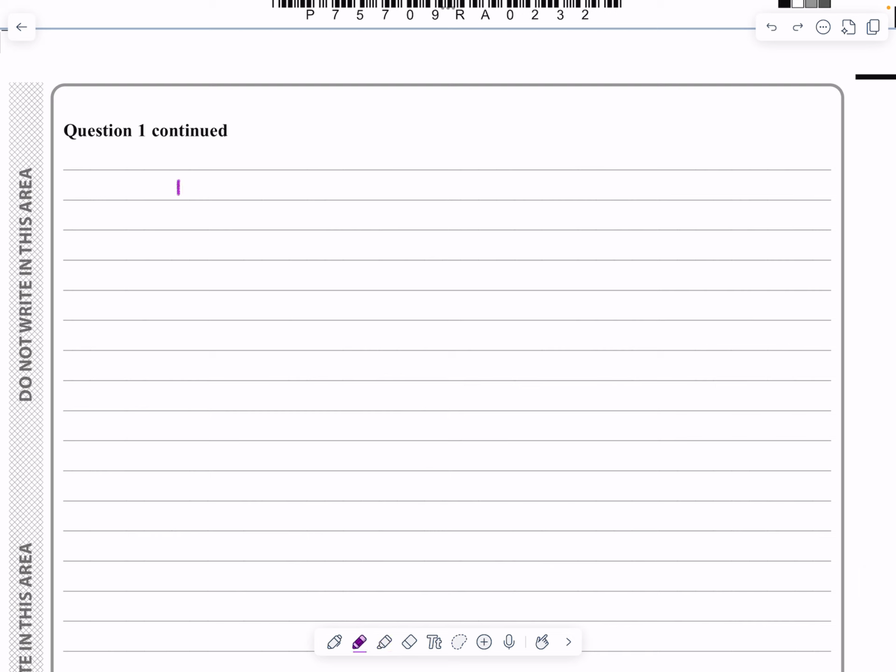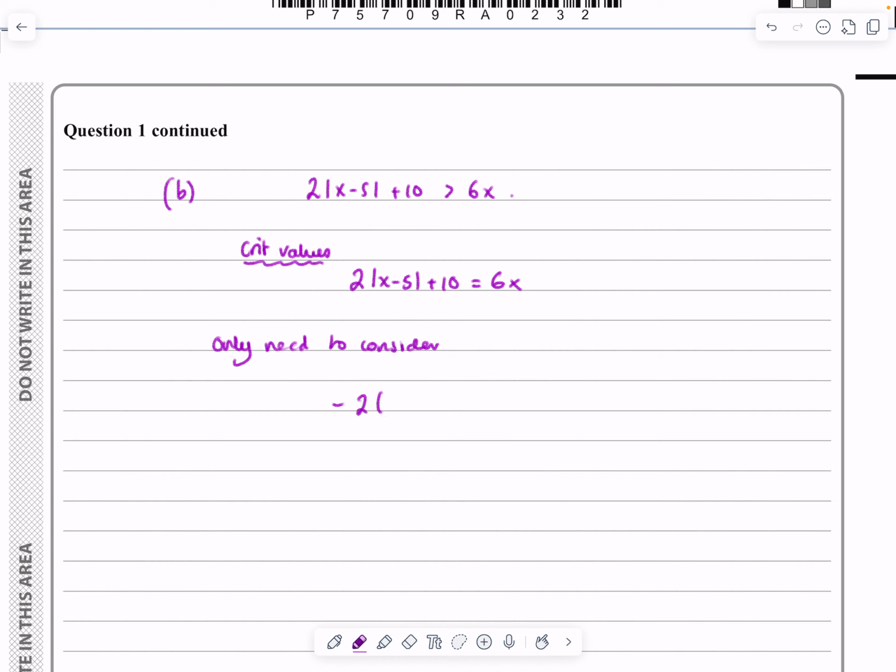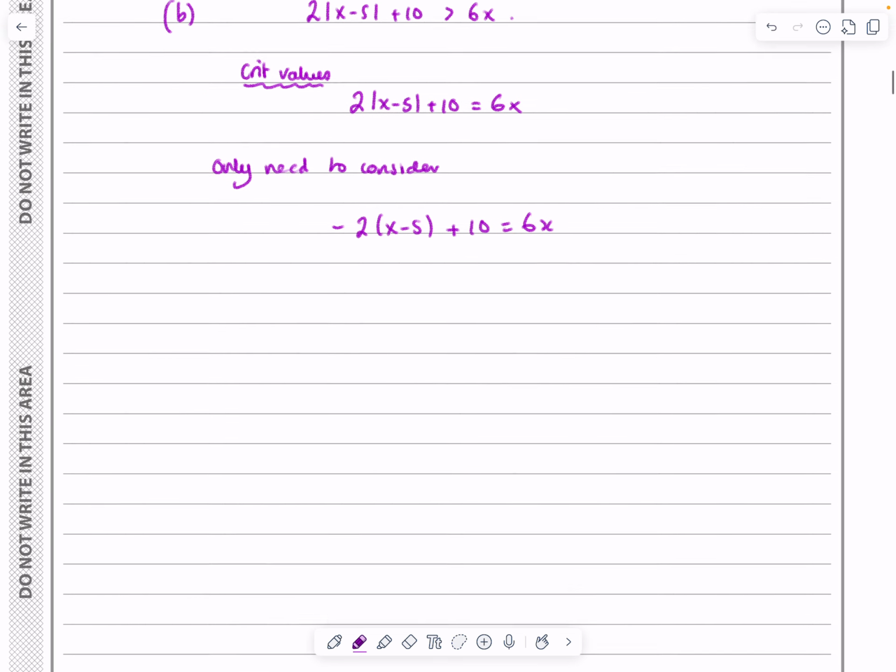So putting all that together for part B, we're trying to solve 2|x - 5| + 10 is greater than 6x. Let's find the critical value. That's what it's called when we have inequalities and we want to find specific values. The critical value is where 2|x - 5| + 10 equals 6x, and we only need to consider the negative. There's only one point, so we only need to consider -2(x - 5) + 10 is equal to 6x. So that's going to make our work much quicker.